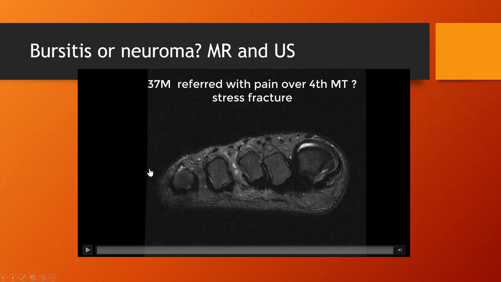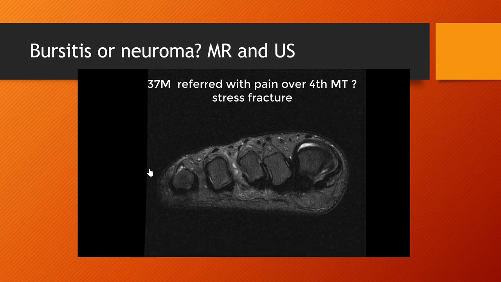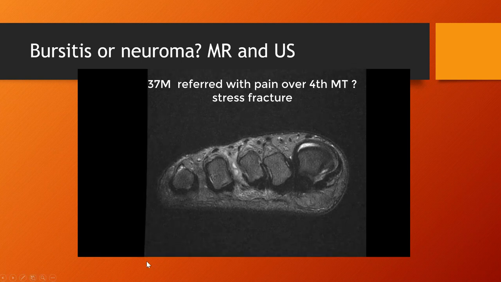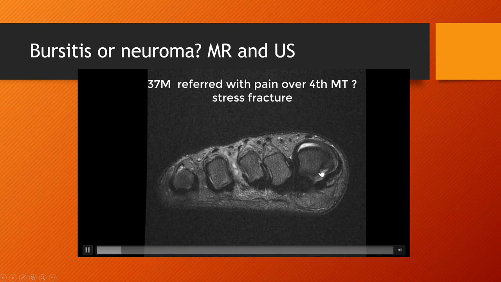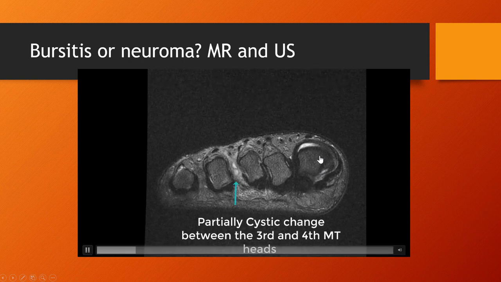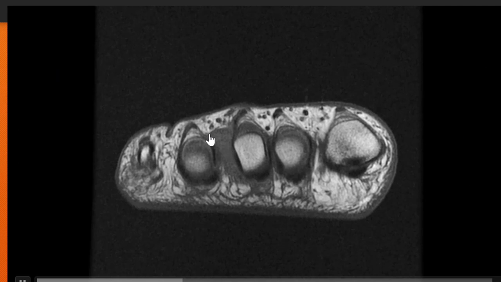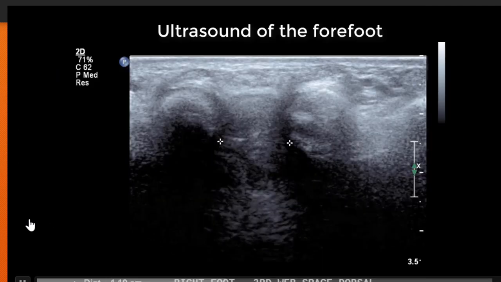So a 37-year-old male was referred with pain over the fourth metatarsal. There was an MRI and an ultrasound performed. So we'll have a quick look at those images. This is the axial MRI. First, second, third, fourth, and you can see a partially cystic change between the third and fourth metatarsal heads. We can see this change in that web space. So the question is, is it a bursa or a neuroma?